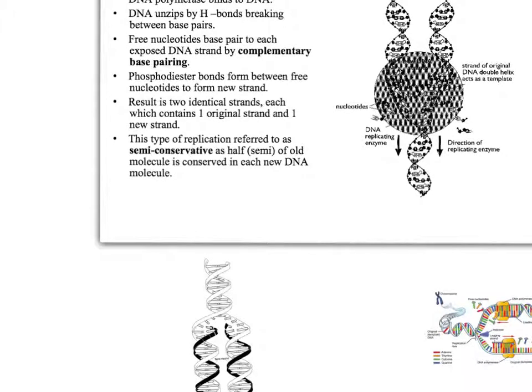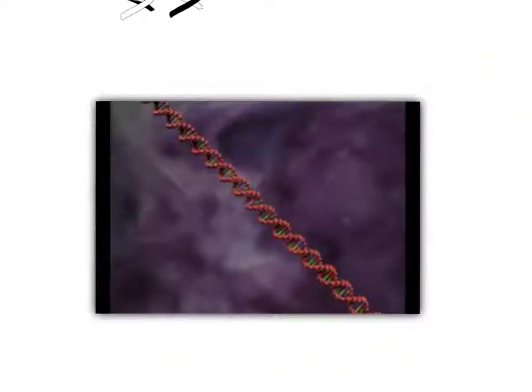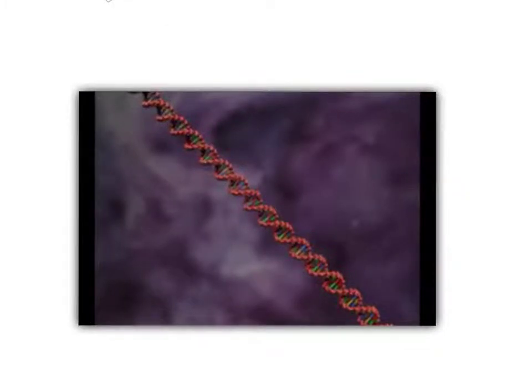The fact that the two new strands of DNA each contain half of the old strand and one completely new strand is a feature known as semi-conservative. Semi meaning half, conservative means that half is conserved in each of the new strands. Okay, if I was to quickly show you a little animation of that happening.